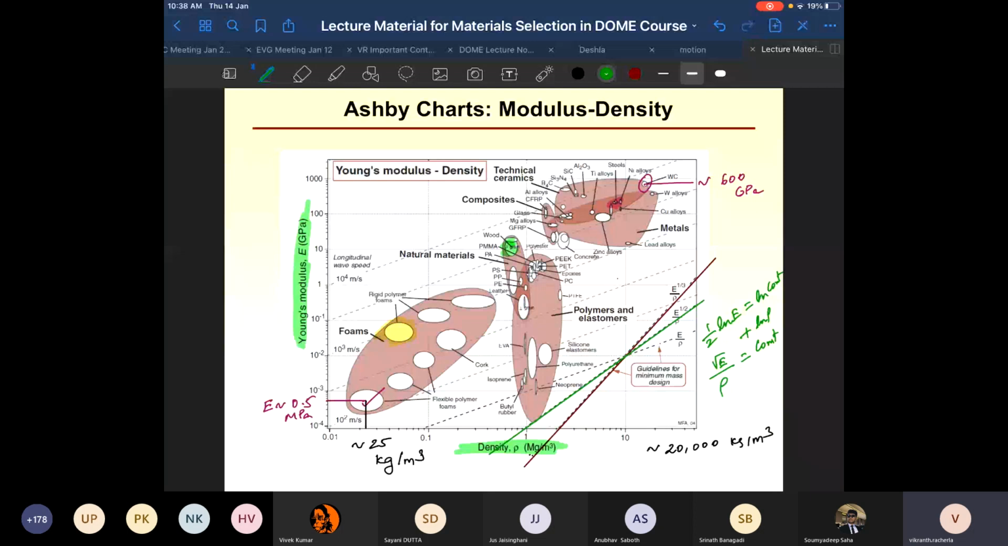So the slope of this particular curve, y equals to, so what do I have? I have natural log of E equals to 2 times natural log of rho plus 2 times natural log of my constant. So it will not pass through origin. It will simply be a curve with slope 2. Y equals to mx plus c kind of a thing with m equals to 2. And the intercept will depend on the value of the constant.